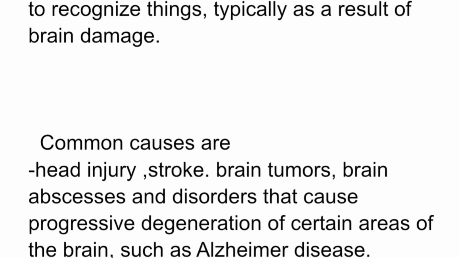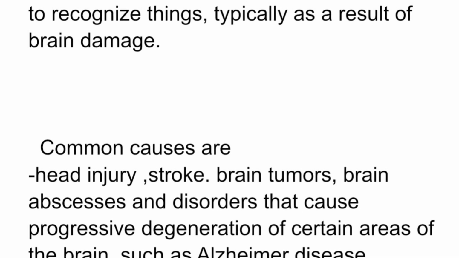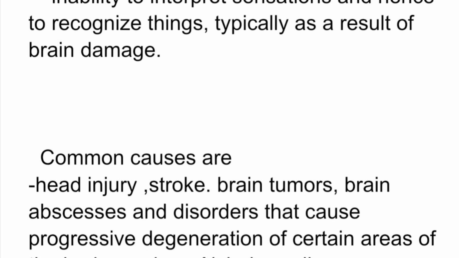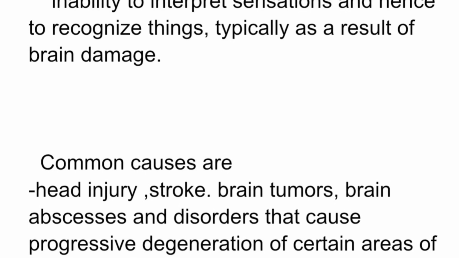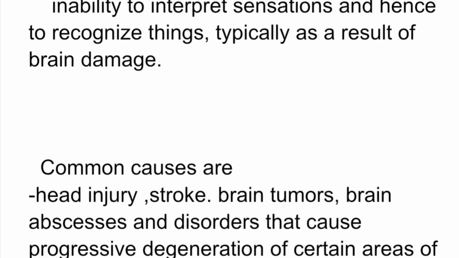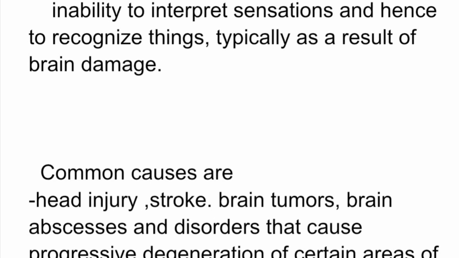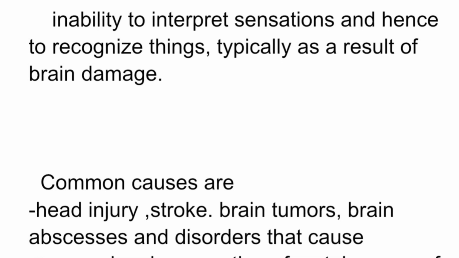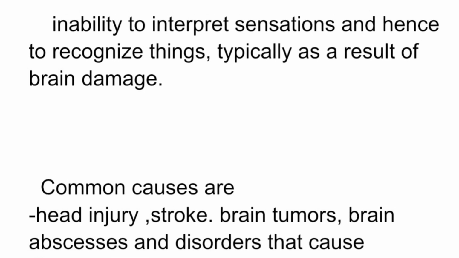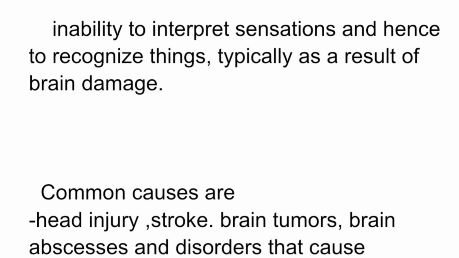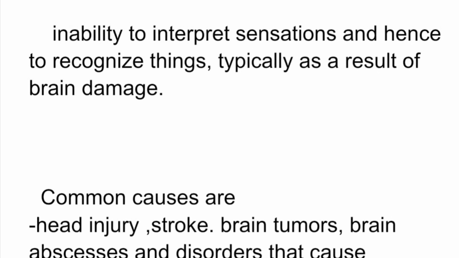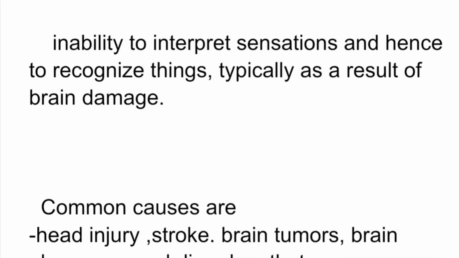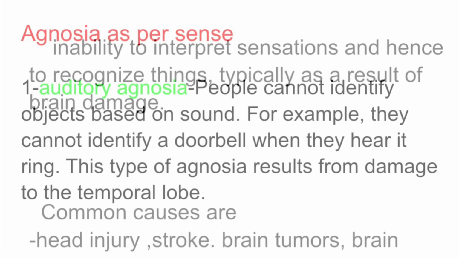This topic is about the types of agnosias. What is agnosia? Agnosia means inability to interpret sensations and inability to recognize things, typically as a result of brain damage. Common causes of agnosias are head injury, stroke, brain tumors, brain abscess, and disorders that cause progressive degeneration of certain areas of the brain, such as Alzheimer disease.